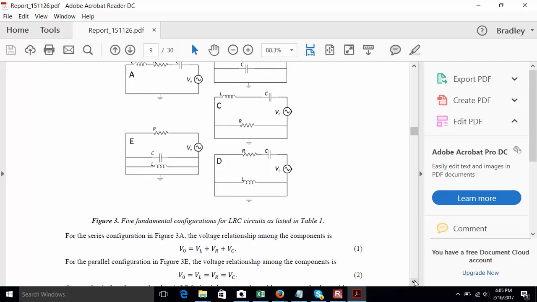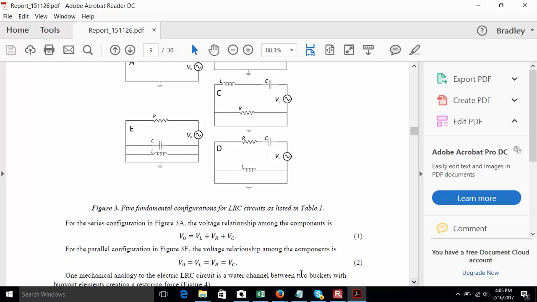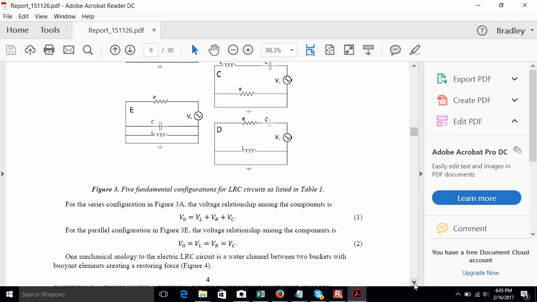Okay, so you've seen this before. That's how you add voltages in series. This is how voltages look in parallel. Right?